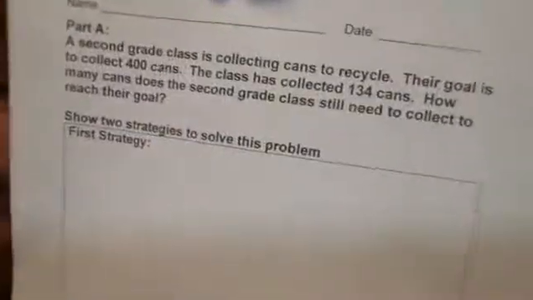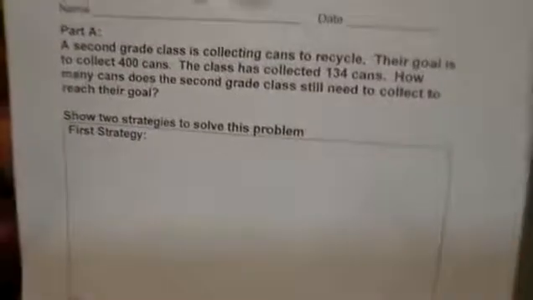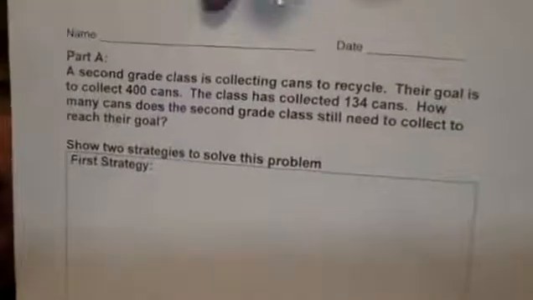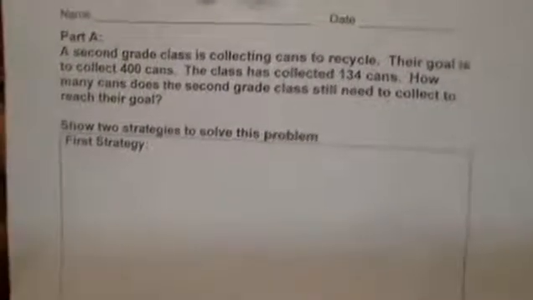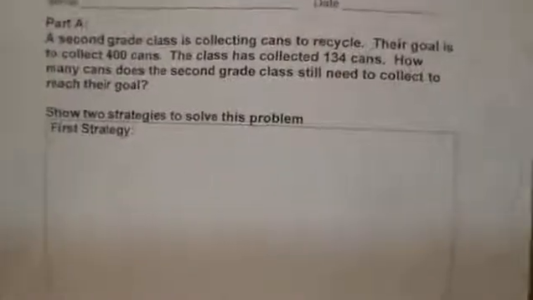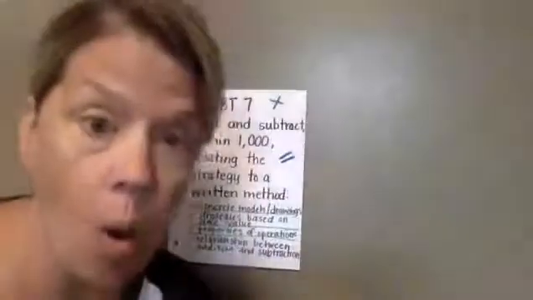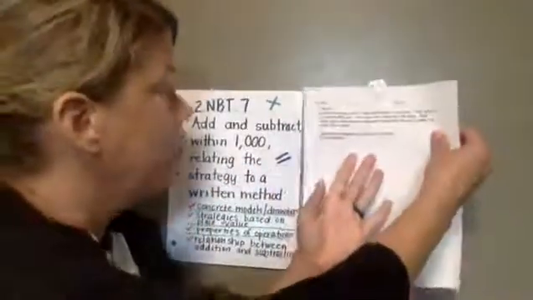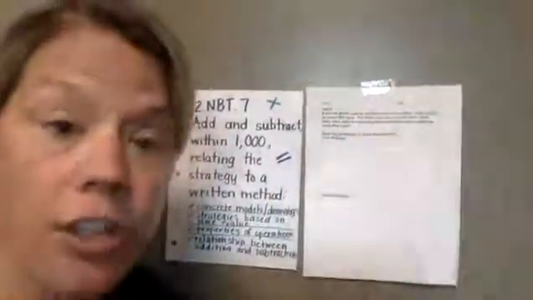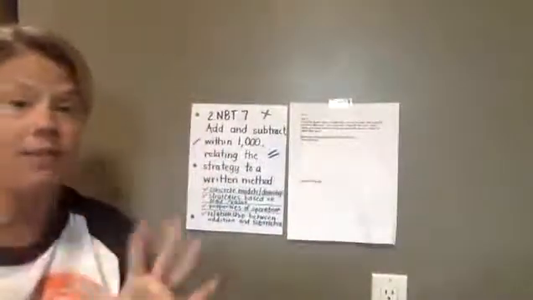Okay, here we go. So they are collecting cans to recycle. Their goal is to collect 400 cans. The class has collected 134 cans. How many cans does the second grade class still need to collect to reach their goal? First of all, that's a lot of cans. And we've got to show 2 strategies. So the first strategy Miss Street always likes to start with is concrete. That means I have to touch the manipulatives, to play with them.